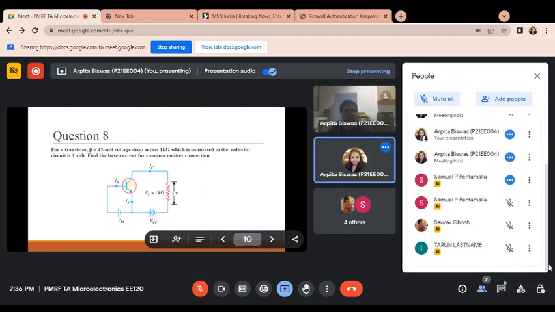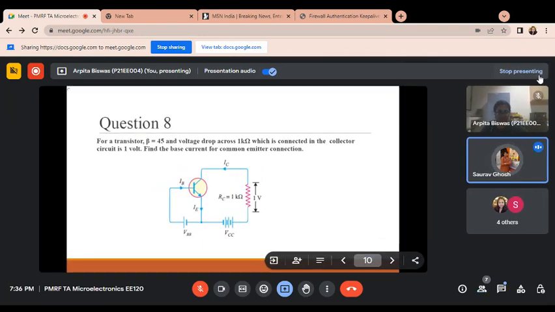Tarun, what is the right answer and how to solve this question? Here the voltage drop across the collector resistance is given. So that means we know that VC is 1 volt, the voltage drop across the collector resistor, and the RC value is 1 kilo ohm. From there we can find the IC, that is V by RC. So that will come as 1 milliampere, and I can find the value of IB equals IC by beta. So 1 by 45, that will come as 22.22 microampere. Yes.